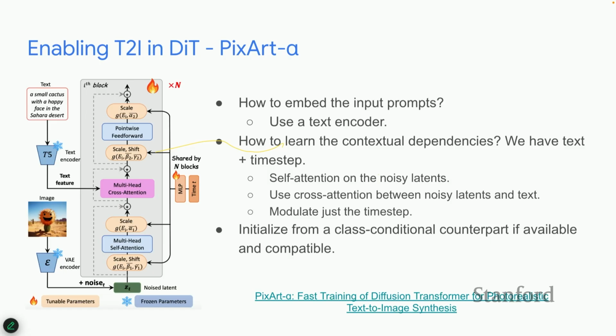So it uses a text encoder to embed the prompts. It uses self-attention on noisy latents. It uses cross-attention to model the dependency between the noisy latents and the text embeddings. And it also initializes from a class conditional DiT model in order to accelerate training. So it helps to know that you can still think about these things and see them getting implemented in practice. So yeah.